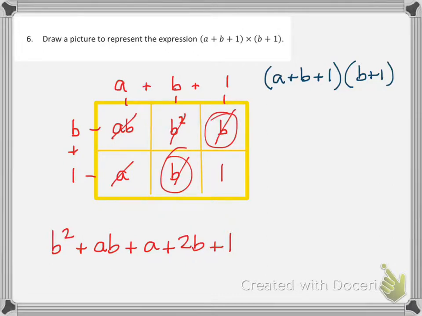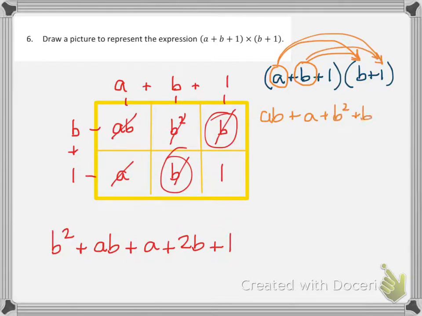So I can start here with A and say A times B, well that's AB. And then A times 1, that's 1A, so that's a positive A. All right, and then we move to the next term, this B, and I have to multiply by every term in the other parentheses. So B times B, that's a positive B squared. And then B times 1, that's a positive B. And then lastly, this positive 1 times every term. 1 times B, that's a positive B. And 1 times 1, that's a positive 1.